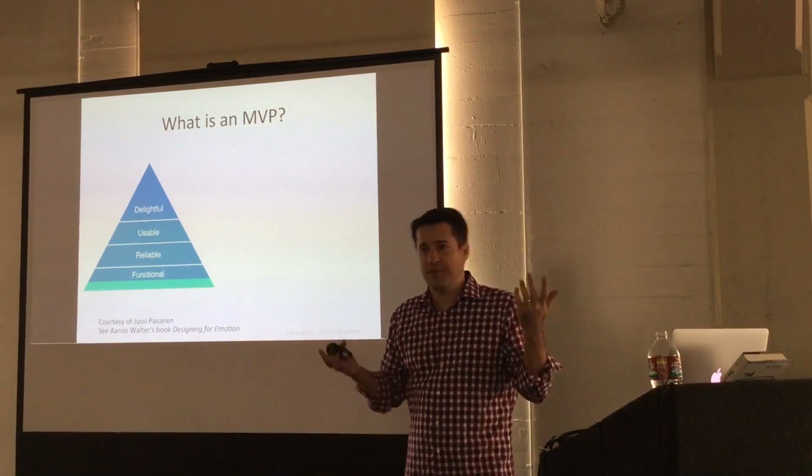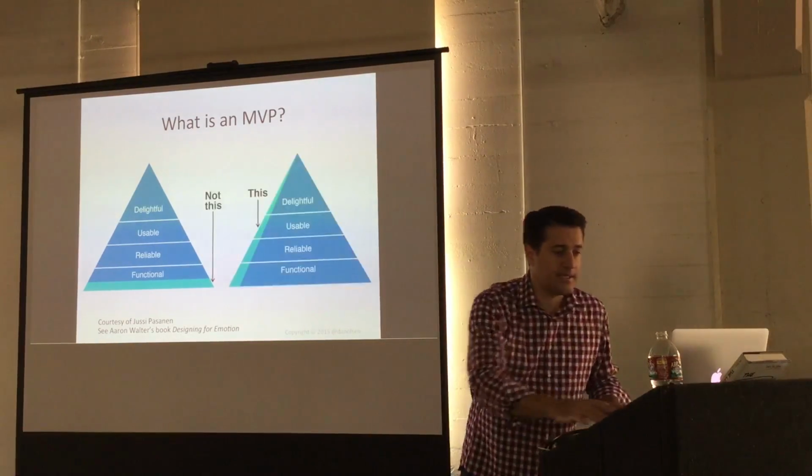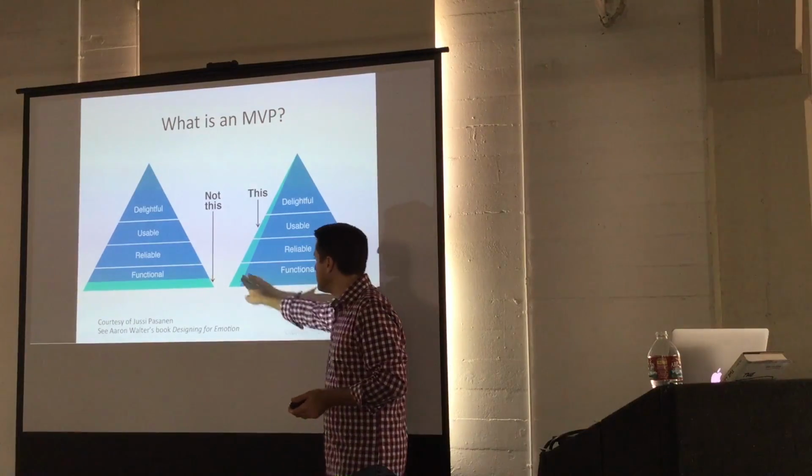So then it's like, geez, I didn't like our MVP. Okay, let's kill that project. Well, that's really not the way to do it. The way to do it is this. Yes, you want a subset of the pyramid. You want a subset of the functionality.